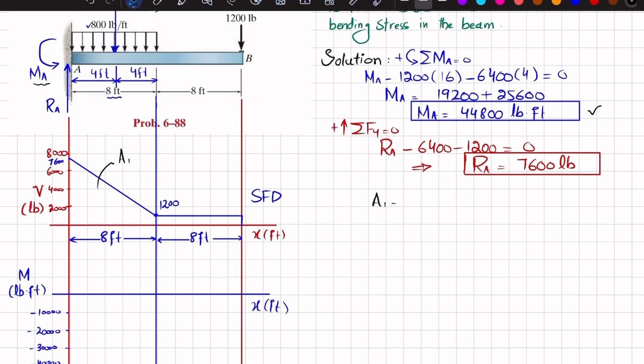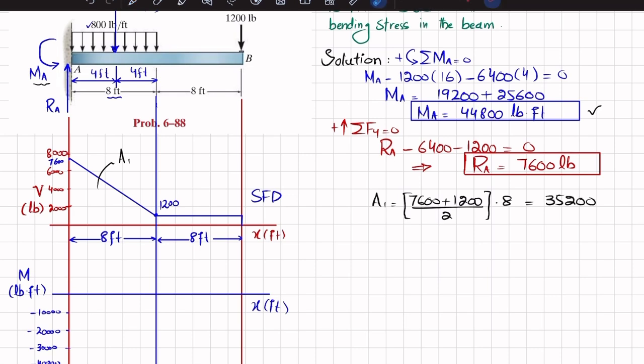So A1 will be equal to this height, which is 7,600, plus this height, so I will write 7,600 plus 1,200, divided by 2, into this breadth, which is equal to 8 feet. This is how we find the area of a trapezoid. Okay, so when you solve this, this area will be equal to 35,200.